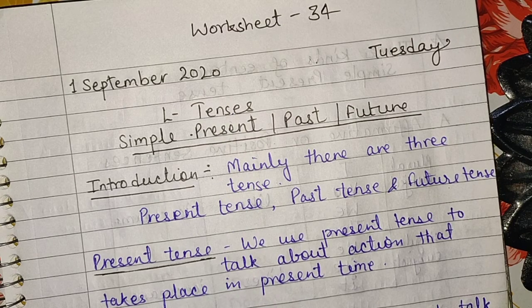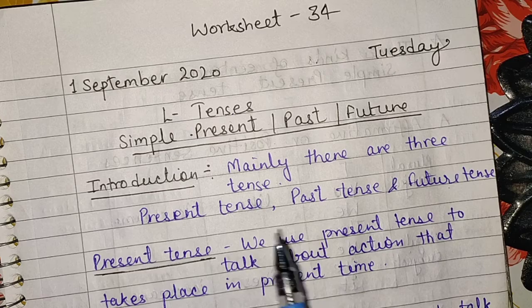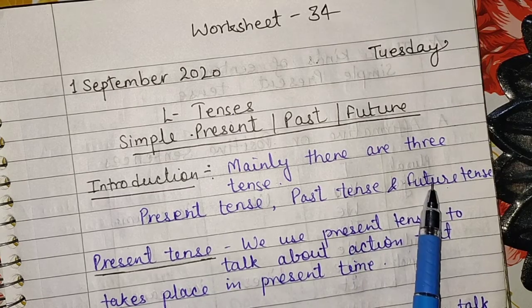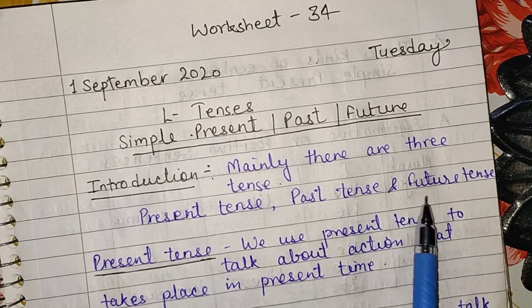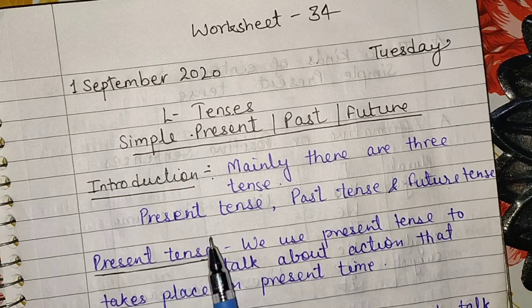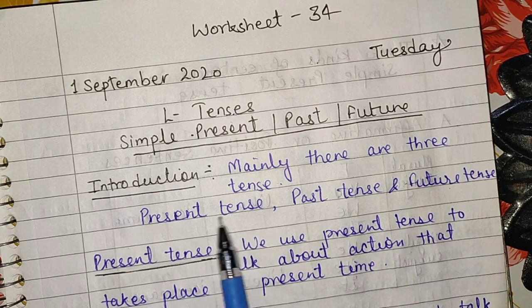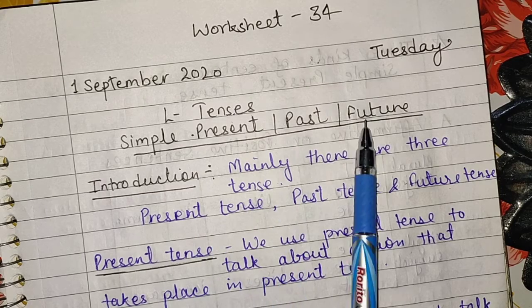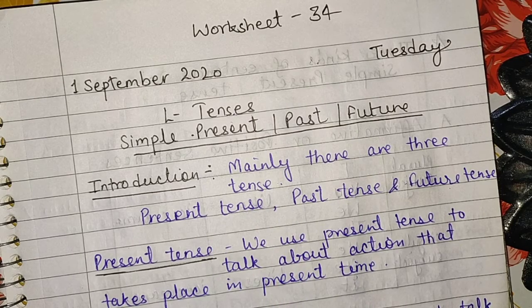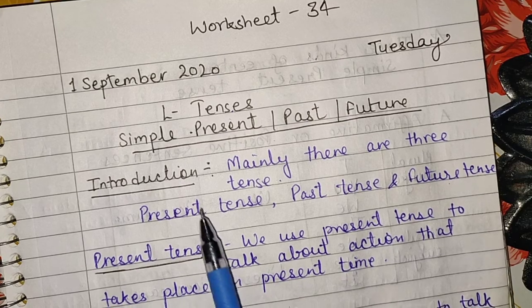There are many kinds and forms of tenses, but today we will only learn the main three tenses, that is present tense, past tense and future tense, and we will learn only the simple form of these tenses. In term 1 you will be getting the simple forms of these three tenses, and in second term you will be learning more about these tenses. Okay, so now let's start.